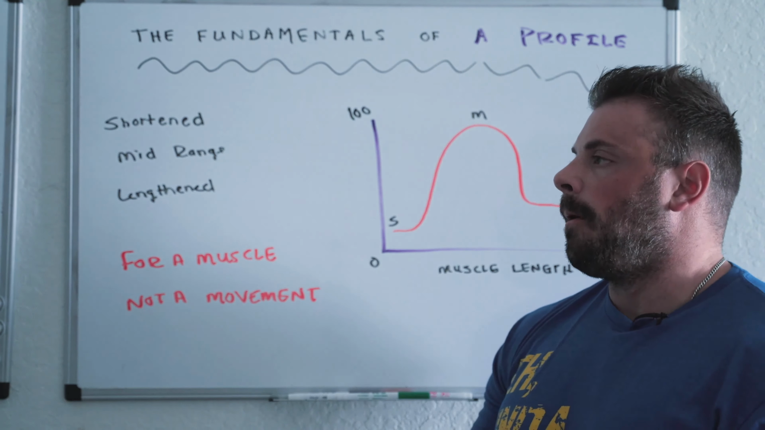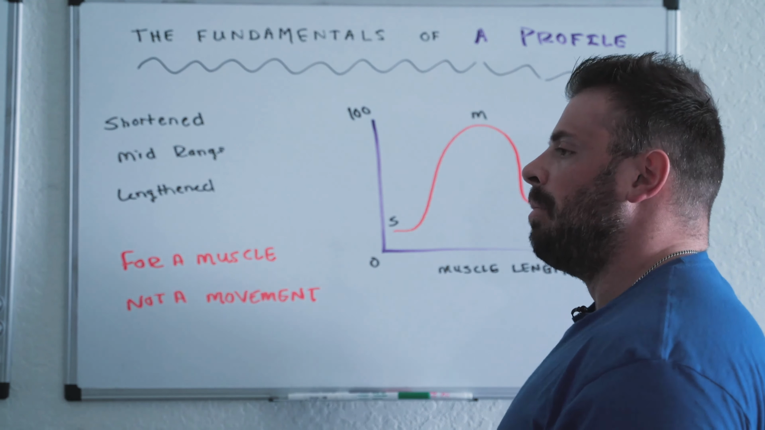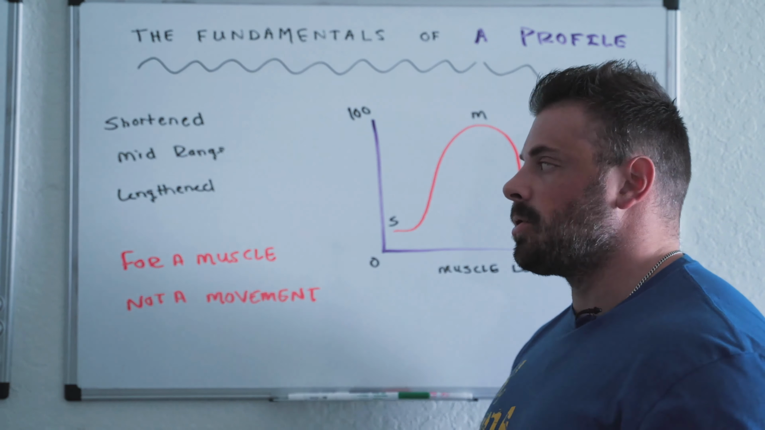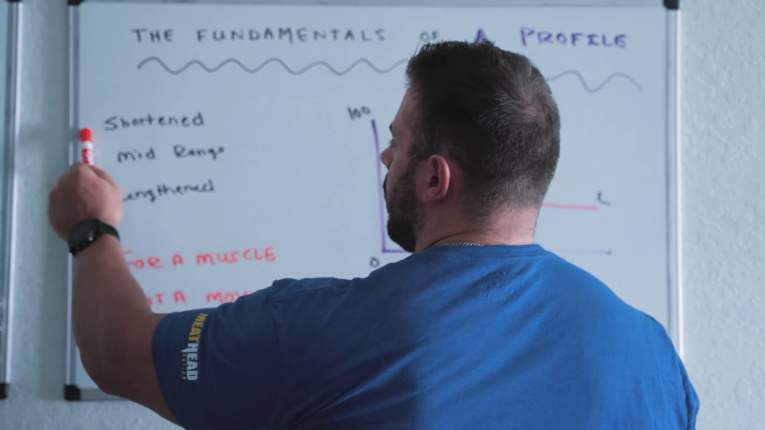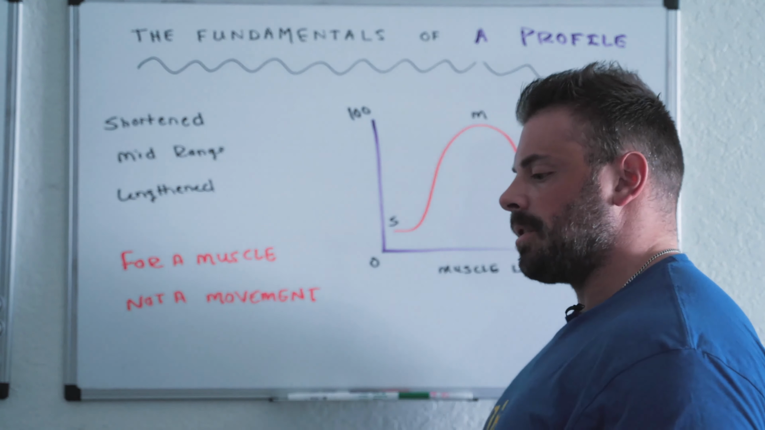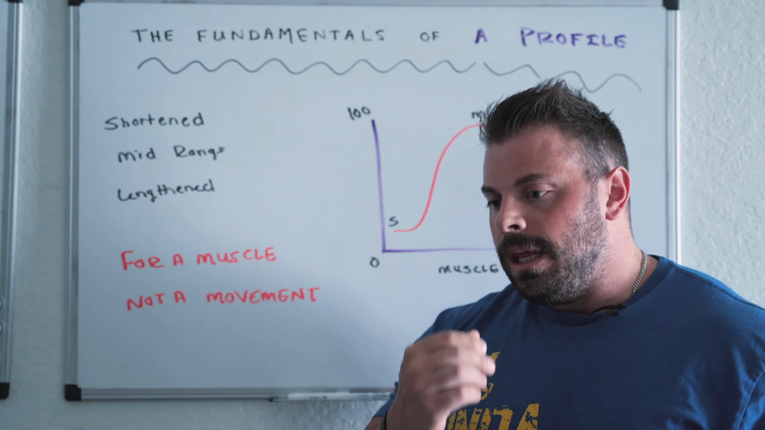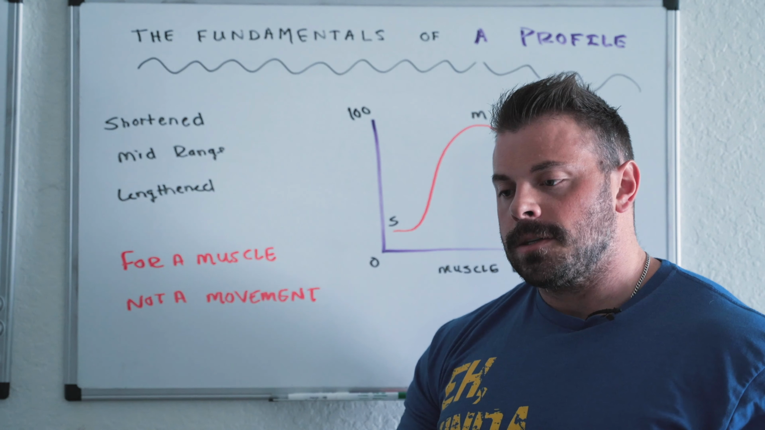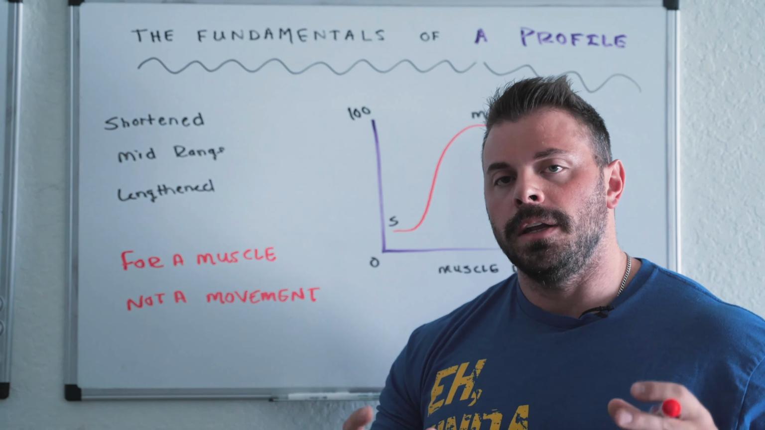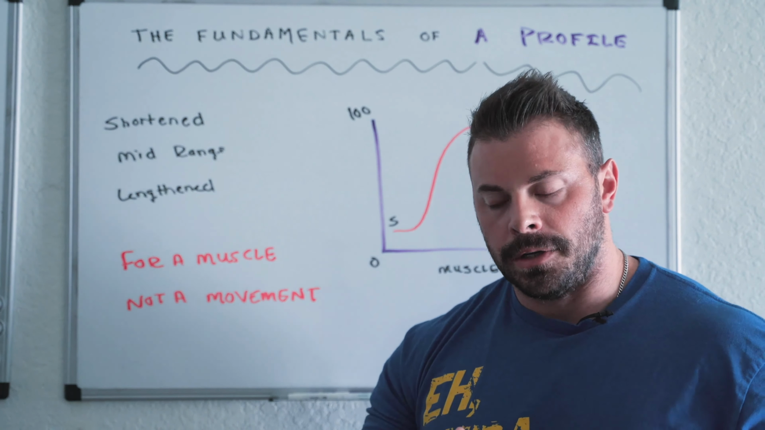So when we're talking about a profile, we're talking about the muscle's ability to create force at a certain part in its muscle length. It's either the shortened range, the mid-range, or the lengthened part of that muscle length, okay? Right out of the gate, I want to eliminate any confusion about what that means. So we're talking about the actual length of a muscle and its ability to produce force, power, and internal tension.